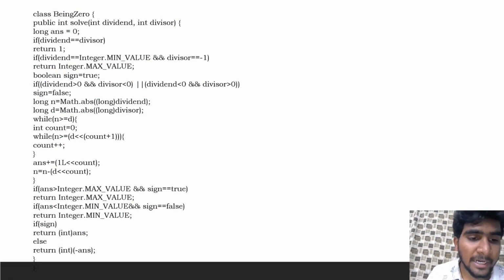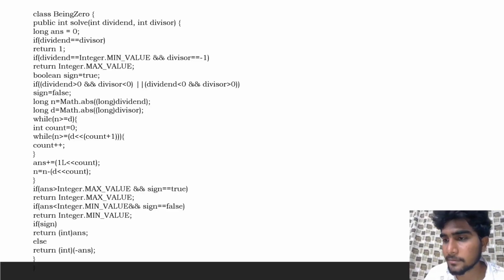At last, if I got an answer that is greater than integer dot max value, which is 2 power 31 minus 1, and sign equal to true, then the answer is max value. If answer less than min value and sign equal to false, then I have to return the integer min value. If sign is positive, then it returns answer converted into int data type. If the answer is negative, then we return the negative answer.